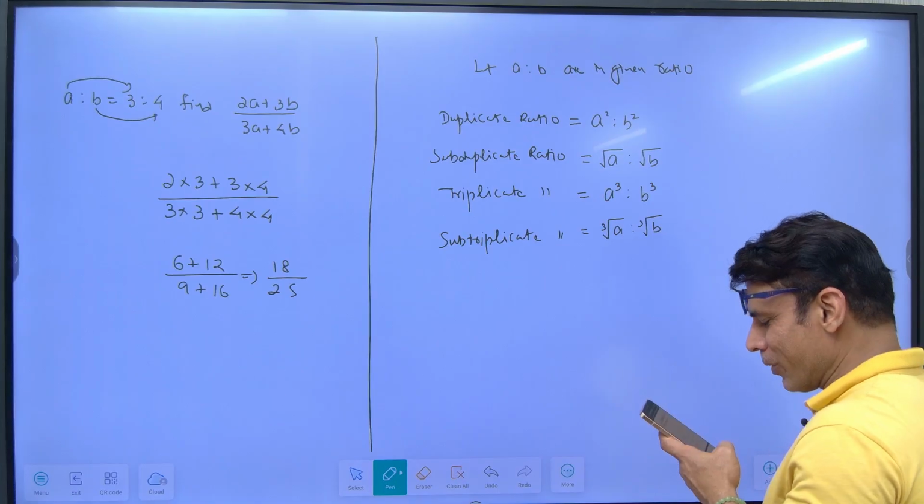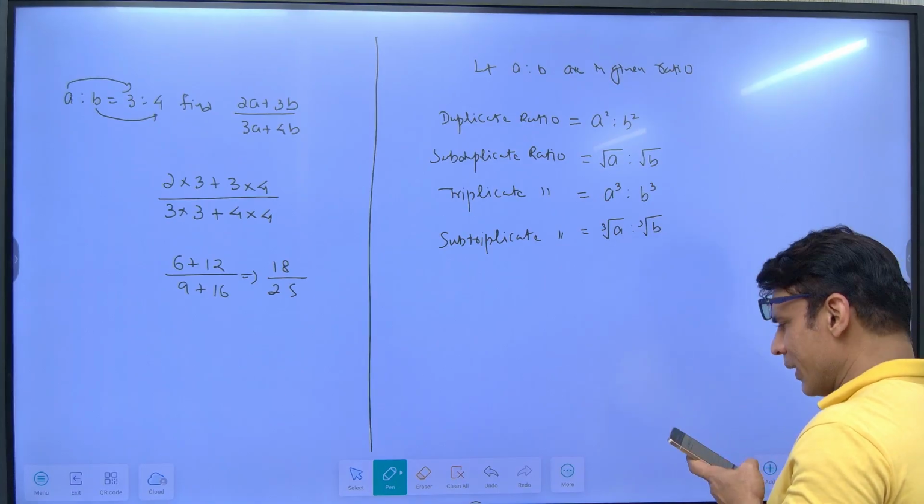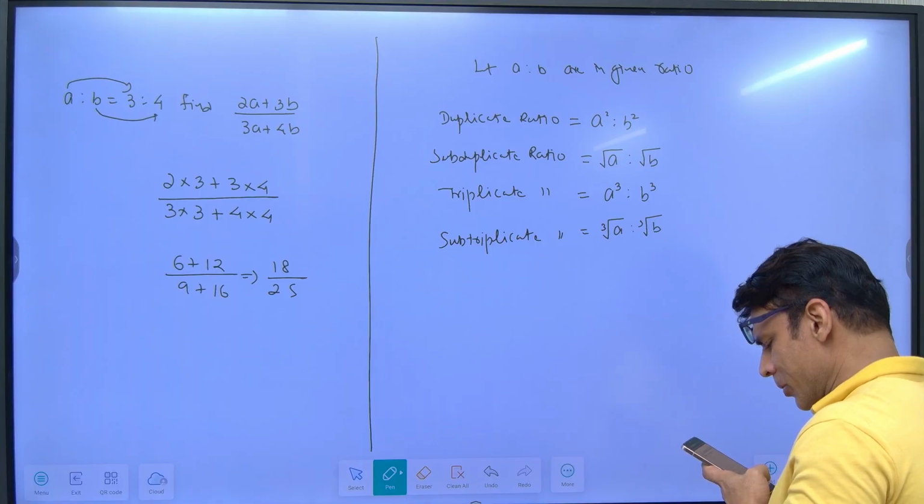Okay, this is clear to all of you? Duplicate, subduplicate, triplicate, subtriplicate.